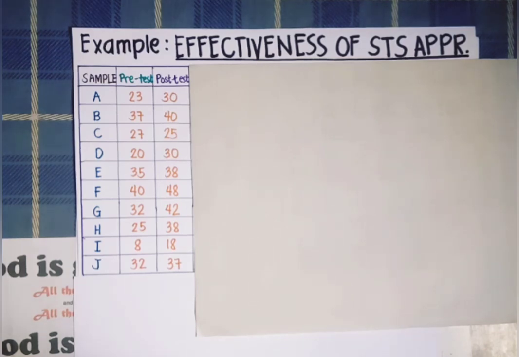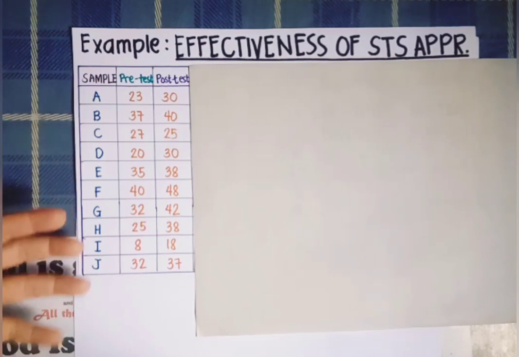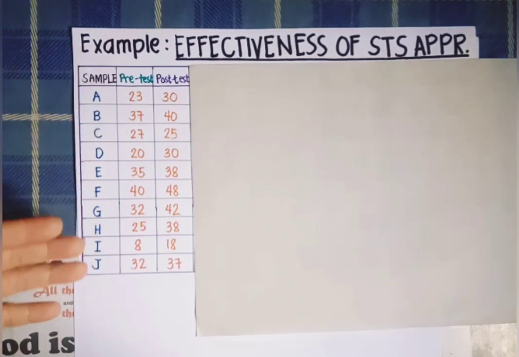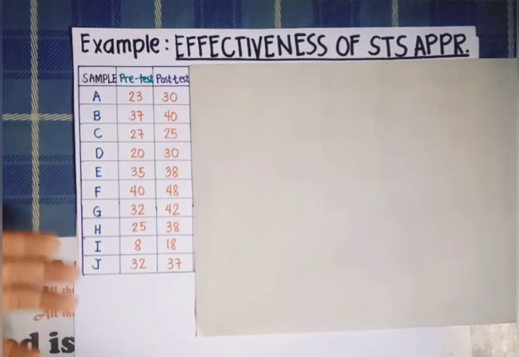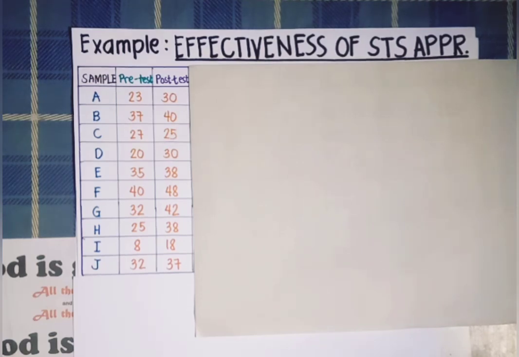Now, for us to be able to prove how effective the STS approach in teaching science is, we obtained here 10 different students, and these 10 different students serve as our dependent samples. Now, what we did here was, we let them take two parallel 50-item tests in science. The first 50-item test in science was taken before the STS approach in teaching science, and the second 50-item test was taken after the STS approach in teaching science.